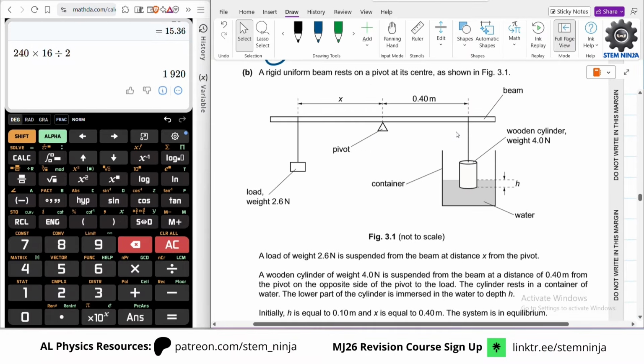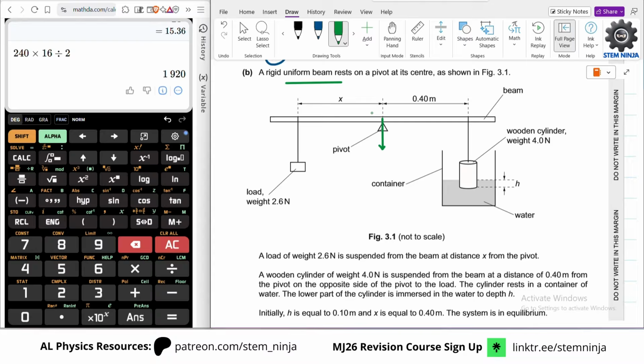Okay, a rigid uniform beam rests on the pivot at its center. So it's a uniform beam, so that means the weight would be acting at this point. So considering the pivot, the weight will have no moment. A load of weight 2.6 newtons is suspended from the beam at a distance x from the pivot. A wooden cylinder of weight 4 newtons is suspended from the beam at a distance of 0.4 meters from the pivot on the opposite side of the pivot to the load.